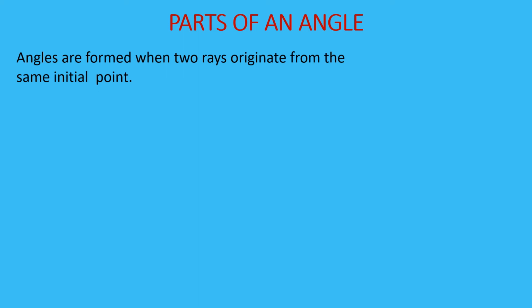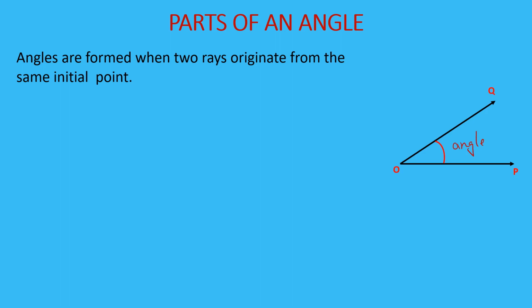Now we will discuss different parts of an angle. Now we know what an angle is. Angles are formed when two rays originate from the same initial point. Now the point is O. This is the initial point. From this point we have a ray OP, and from the same initial point we have another ray OQ. Now you can see this is the angle. The angle is formed because we have two rays originating from the same point.